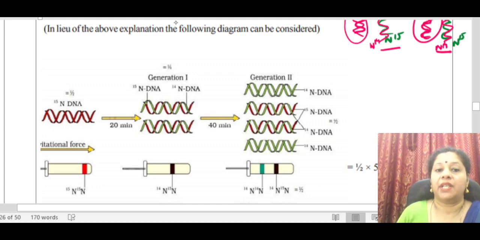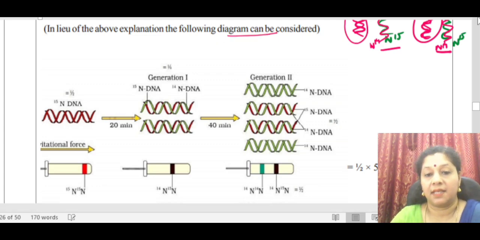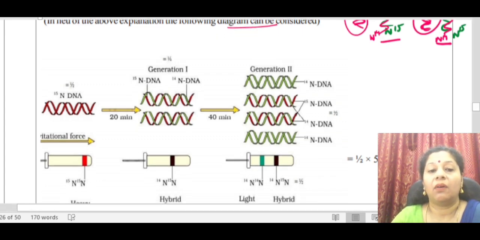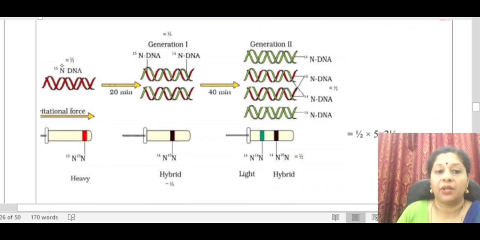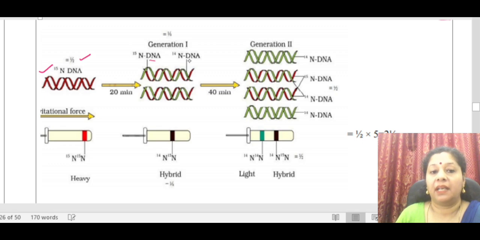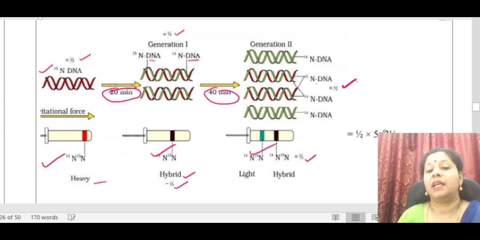Instead of the above explanation, the following diagram also can be considered. So if you draw the proper diagram with all the labeling, see, labeling is very important. You have to write N15 DNA, half mark. Here the generation 1, N15 and N14, that is half mark. Then here again this N14, N15, half mark. Then here also you write heavy isotope, hybrid, it is half mark, and this hybrid also half mark. So all points you have marked. You have to write the timing also. So everything is marked properly, showing the bands in the centrifuge. Then you will get the entire mark for this process.